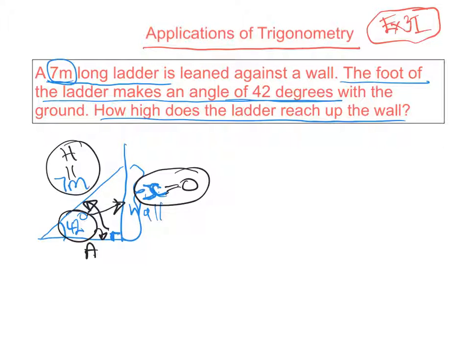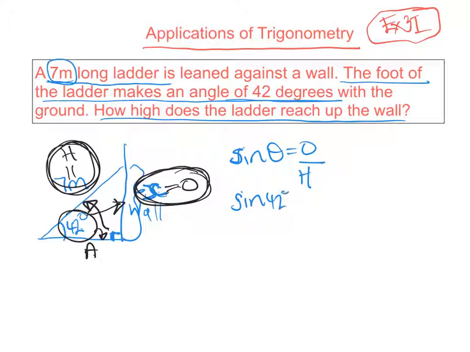So let's see here. The formula we should use is sine of theta is equal to the opposite divided by the hypotenuse, because we want to figure out the opposite side and we know the hypotenuse. No other formula involves the opposite and the hypotenuse. So let's continue by putting in all the things we know. In place of theta goes 42. In place of the opposite goes x, and in place of the hypotenuse goes 7.